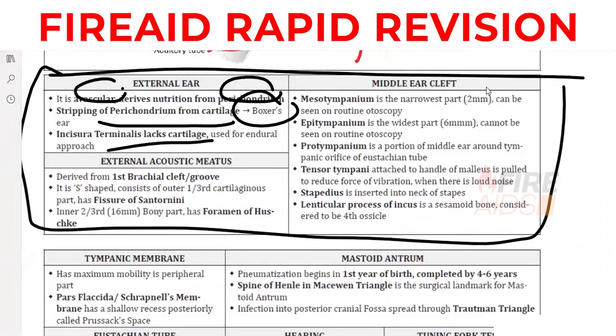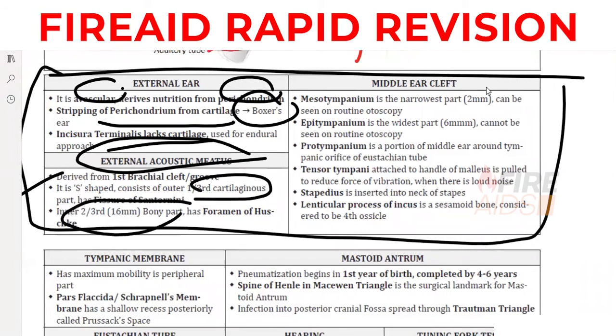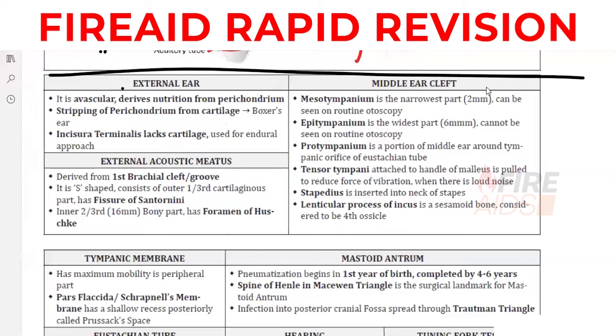Then the external acoustic meatus: the important MCQ is that it is derived from the first branchial arch or first branchial cleft or groove. It consists of an outer 1/3 cartilaginous part and an inner 2/3 bony part. The fissure present in the outer cartilaginous part is called the fissure of Santorini, and the foramen present in the inner bony part is called the foramen of Huschke. In this entire table, all these points would matter a lot in your MCQ.